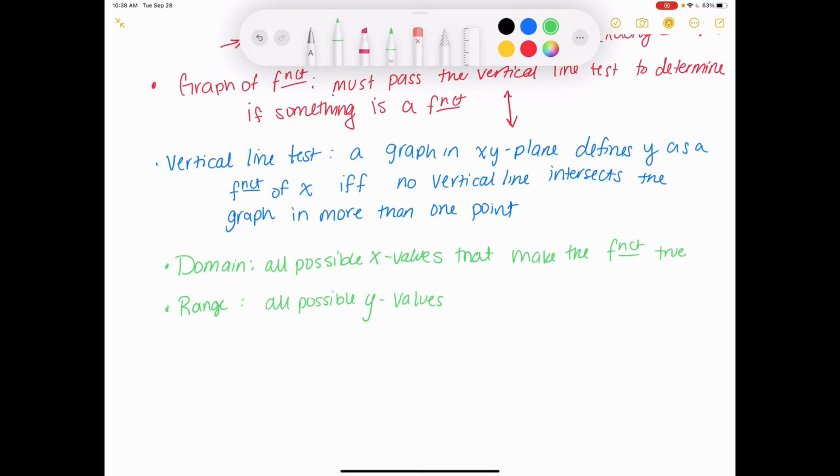Okay, typically domain I require you to actually know. Range I do a little bit more, like just look at a graph and tell me what it is. There are ways to find it, so we will kind of talk about that, but I'm not going to spend a lot of time with that right now.